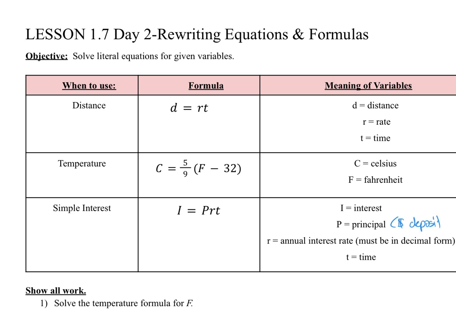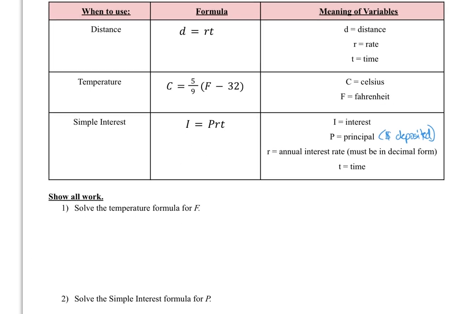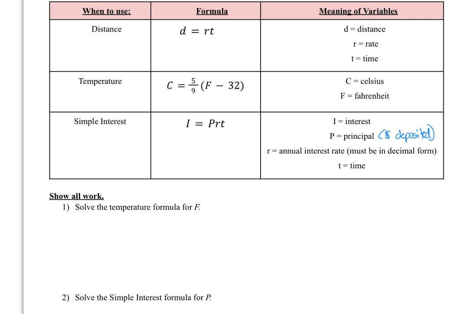That'll help, especially when we get to our word problems, because they're not going to tell you the principal is this. They're just going to say you deposited $300 or you deposited $2,000. So principal stands for the money deposited. Our R stands for our annual interest rate. They will give it to you as a percentage. You have to convert it to a decimal.